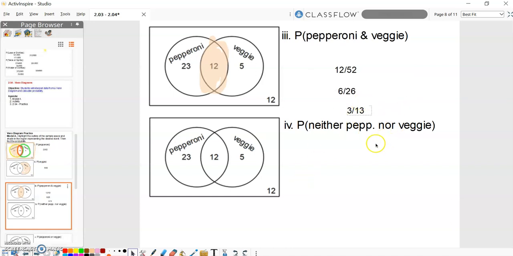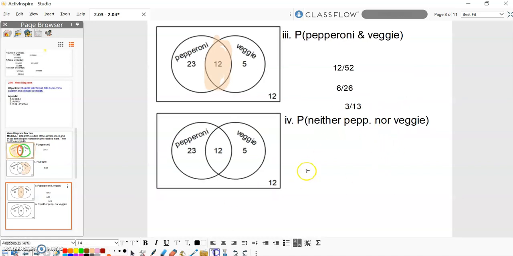And then finally, neither pepperoni nor veggie. We know that number is down here on the bottom, 12. Oh, it's actually exactly the same as pepperoni and veggie. So 12 over 52, and we know how to simplify it now. It is 3 over 13.